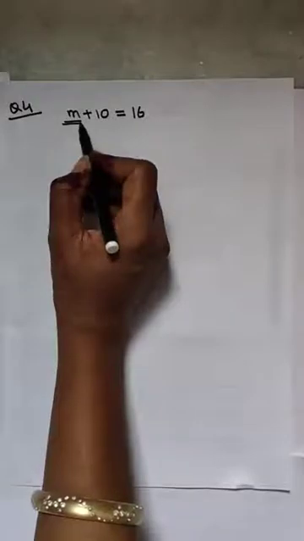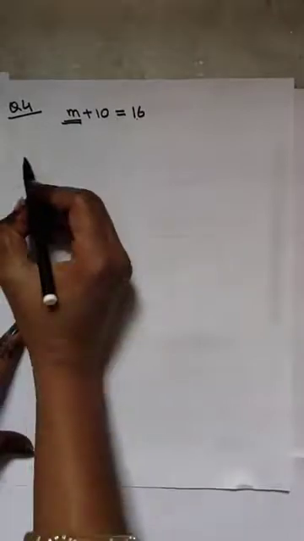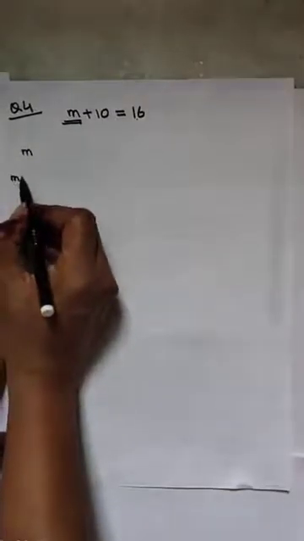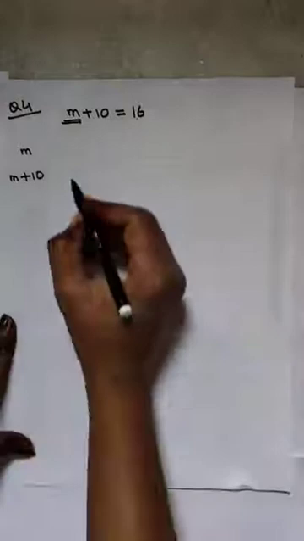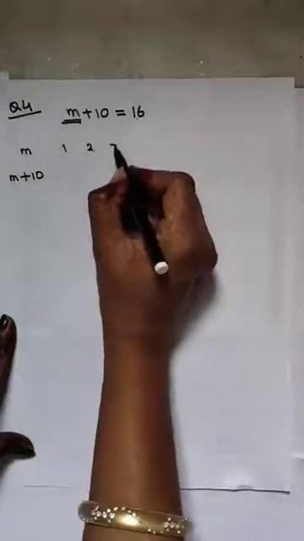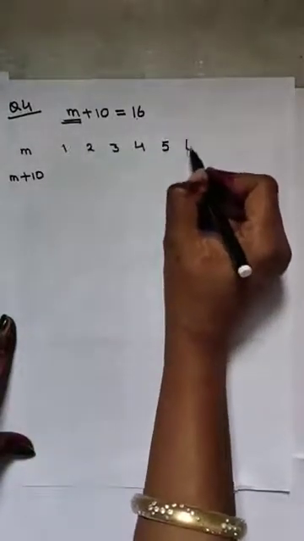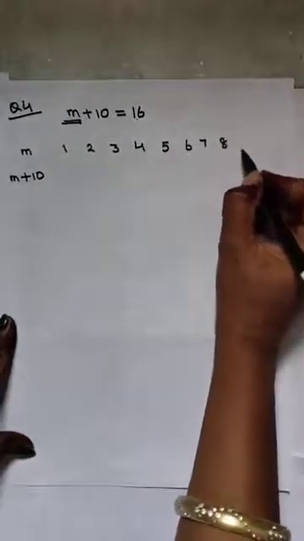Only the difference is this, it is given in the form of a table. It is given to us m plus 10 equal to 16. I think this you can do easily. Then what we should write down in place of m so that it will become 16? Definitely 6. But it is given in the form of a table like this. m plus 10. Here the values of m are written: 1, 2, 3, 4, 5, 6, 7, 8 and so on like this. So how will you do?